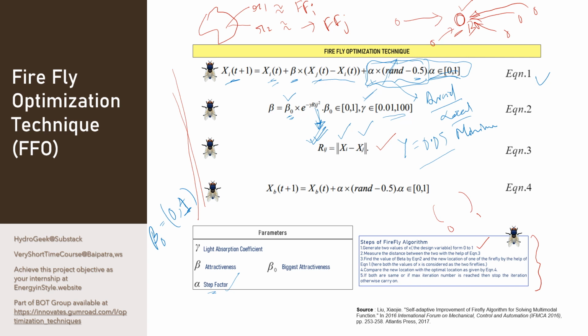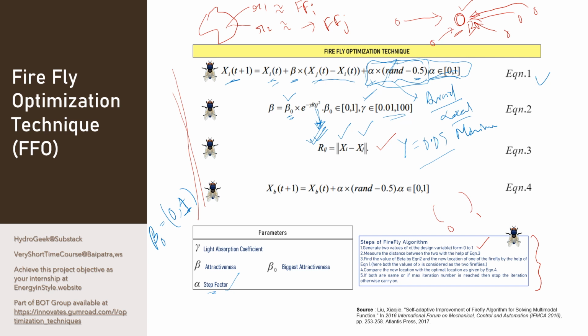So it is clear that beta, the attractiveness, can be found out by beta zero multiplied by e to the power minus gamma r, where gamma is also known as the light absorption coefficient, which belongs to a set of real numbers which varies between 0.01 to 100. So you can take any value between 0.01 to 100. But you cannot change that value in any further iteration. If you take gamma to be 0.05, you have to take gamma to be 0.05 for the entire iterations.